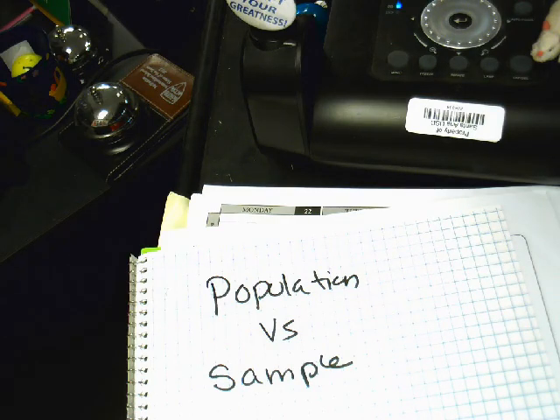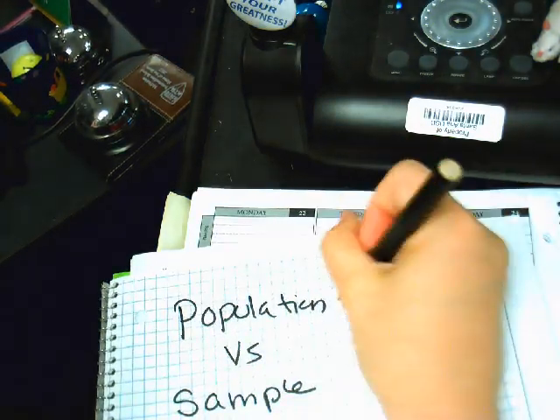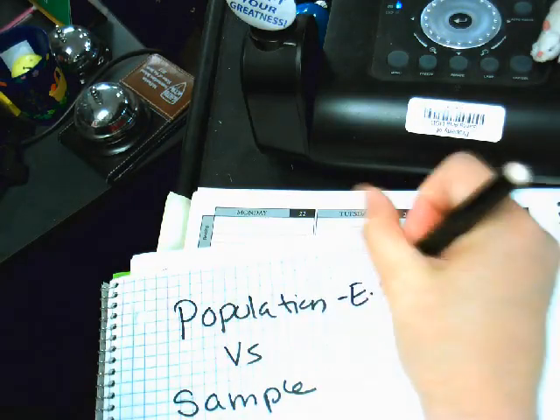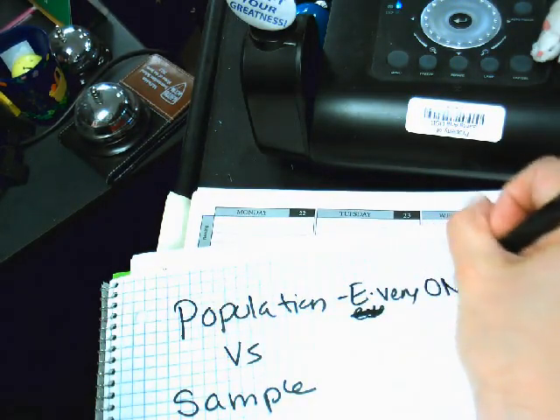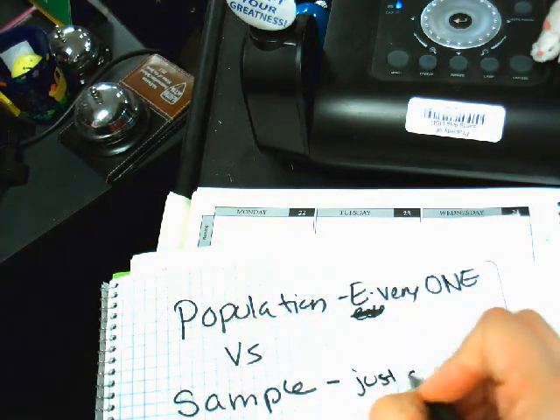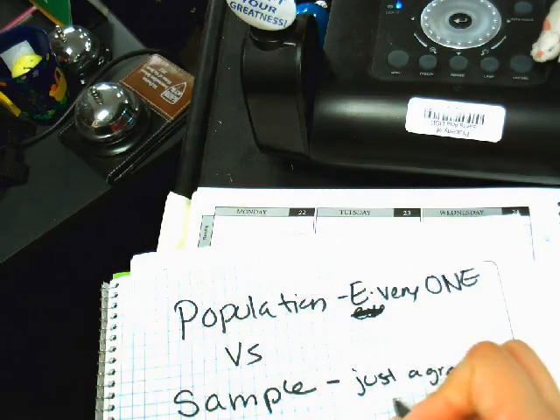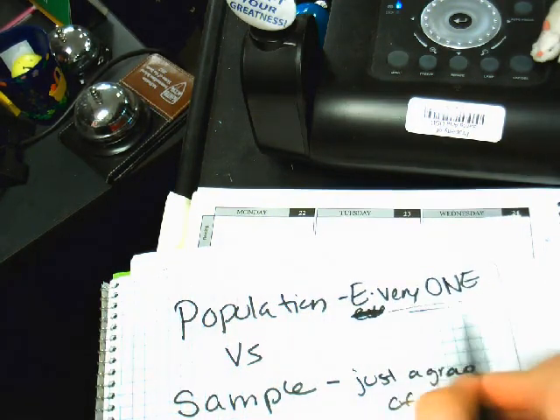And it's not biased, not like, should we have homework tonight, Dina? Yes or no? Too bad. Okay, write this down. Population: everyone. Sample: just a group of people. So population is everyone, and a sample is just a group.